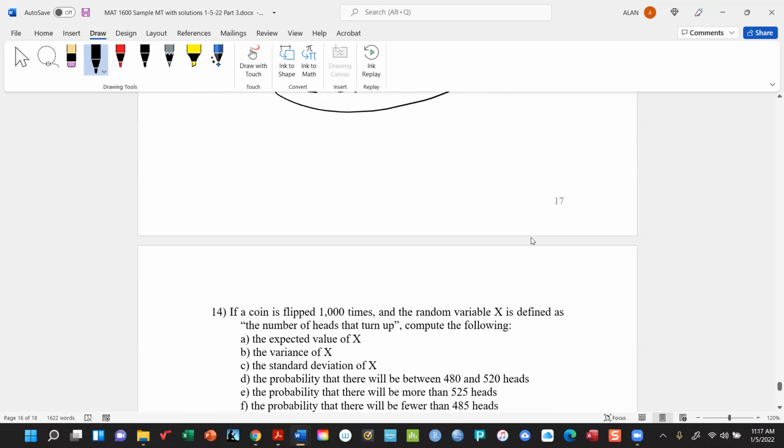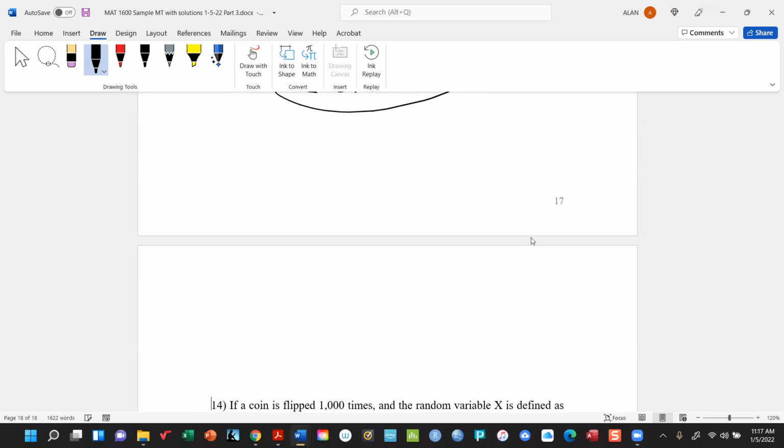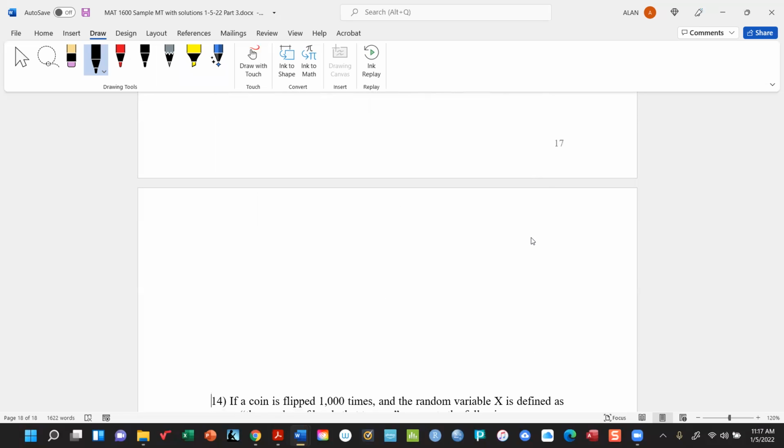All right, anyway. And then we have one more in-betweener, I guess we could call it. Part E asks us to do this. So we subtract.